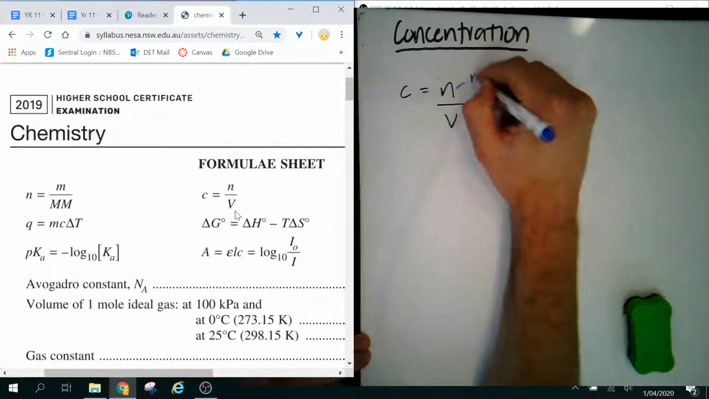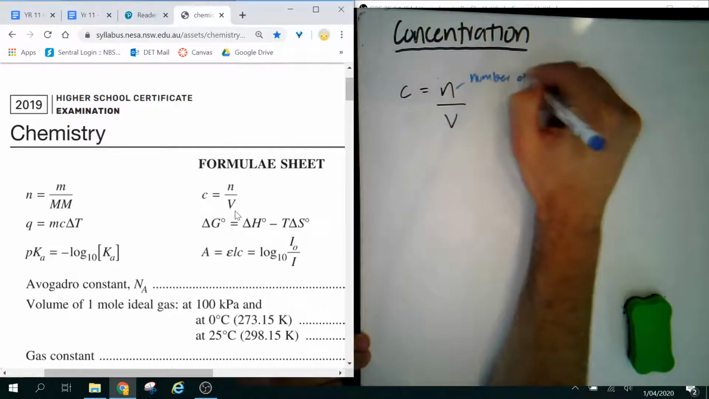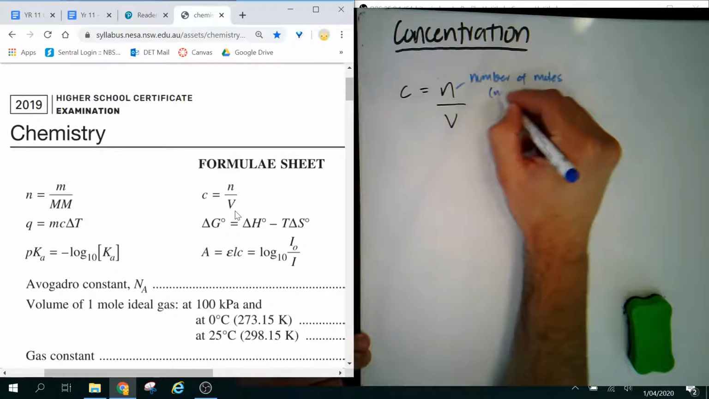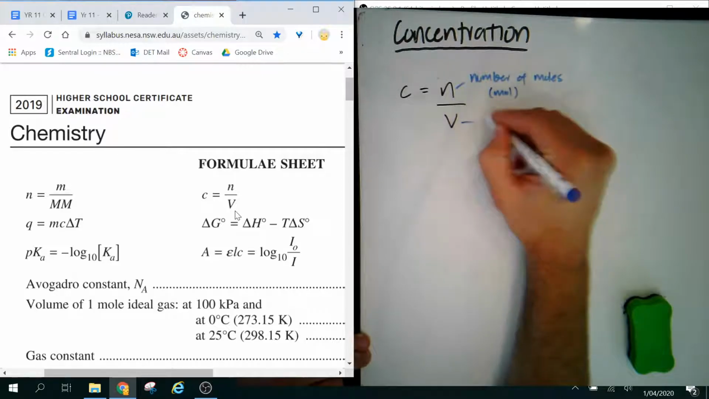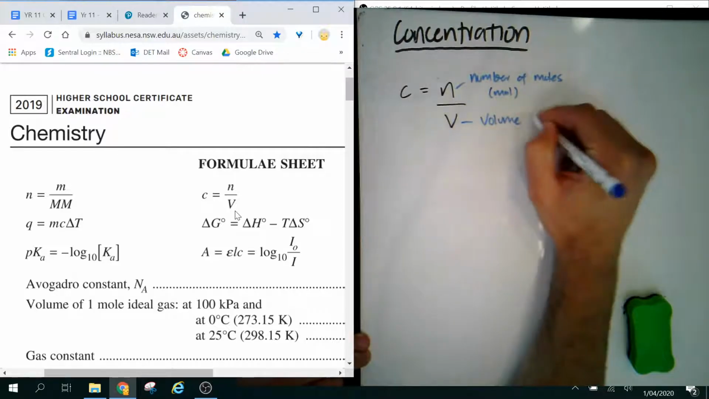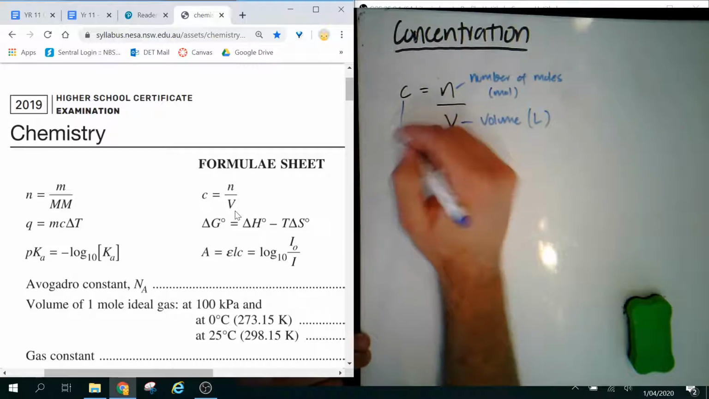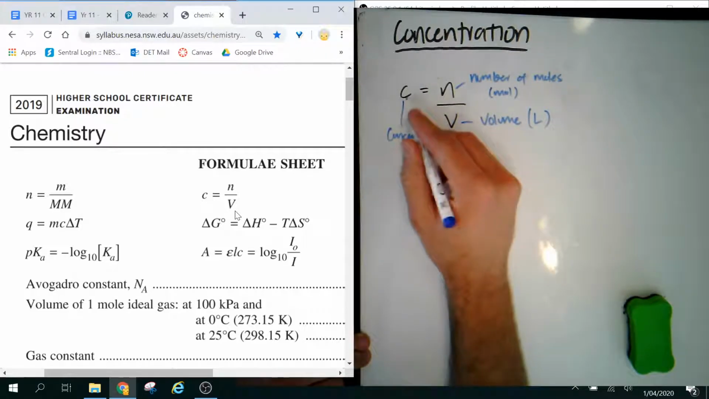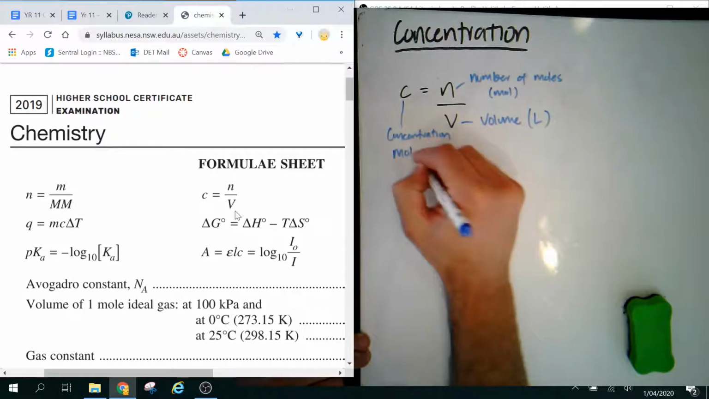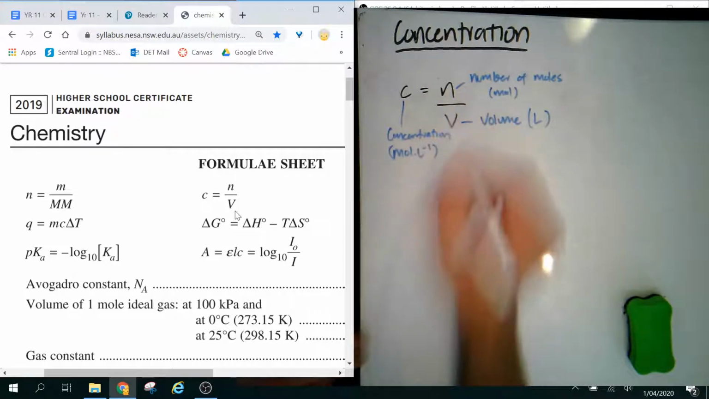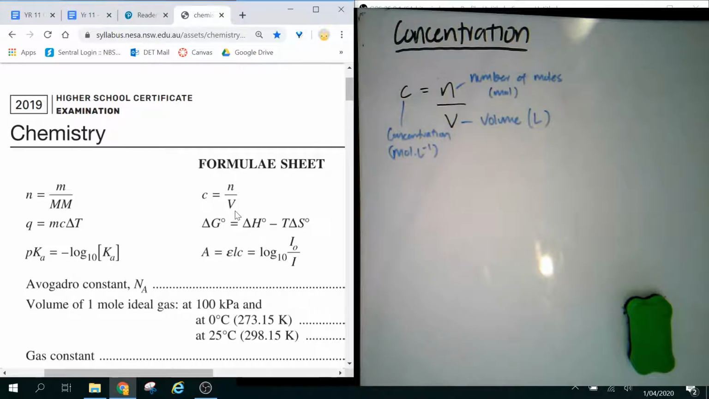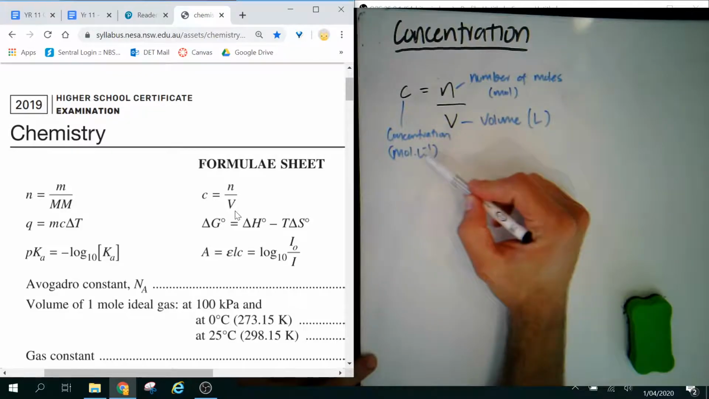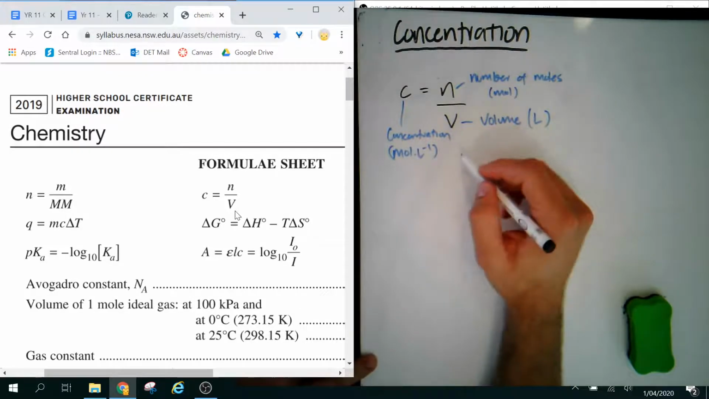So this is our number of moles. Obviously the units for this is moles. This is our volume, which is always in liters, and this is our concentration. This concentration here is specifically in moles per liter. Really important. If we have a look at the maths of all of this, if you divide moles by liters, you get moles per liter. It makes sense.